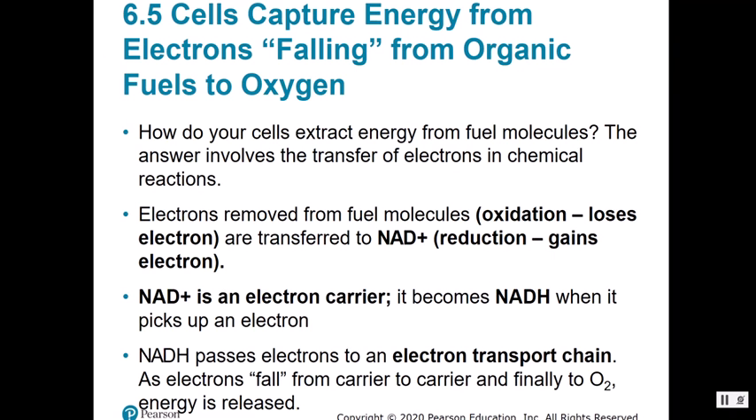So again, NAD is really important. It's an electron carrier. I tell people to think of them as little taxi cabs. It's going to pick up these electrons and carry them from one step to the next step. When an NAD plus picks up an electron, it's now called NADH, okay? Now, NADH is going to pass those electrons to an electron transport chain. Now, these electrons fall from one carrier to the next, and finally they fall to oxygen, and the energy is released. So we'll get into that a little bit later, after we talk about the steps.